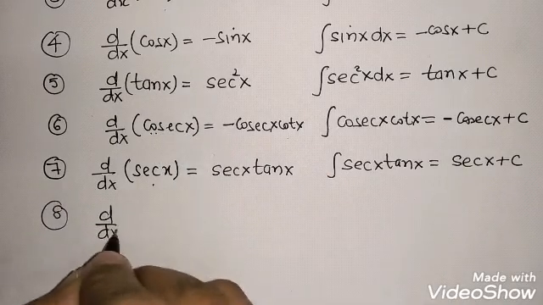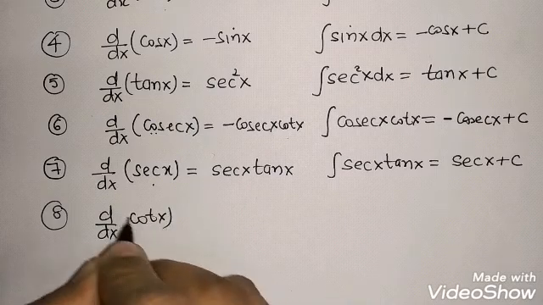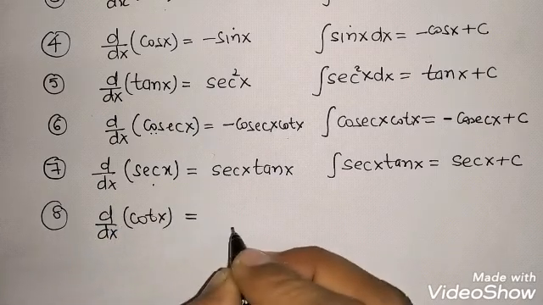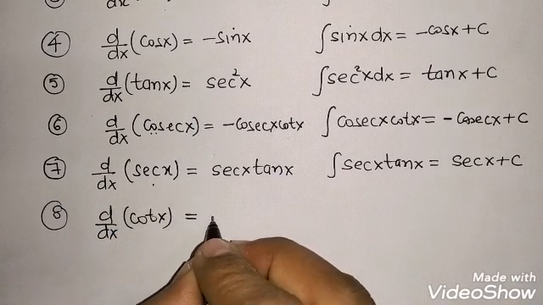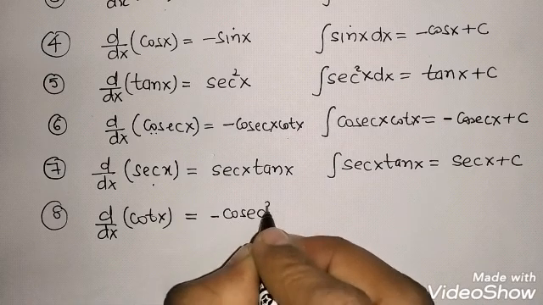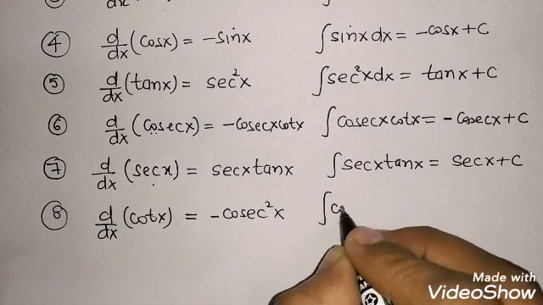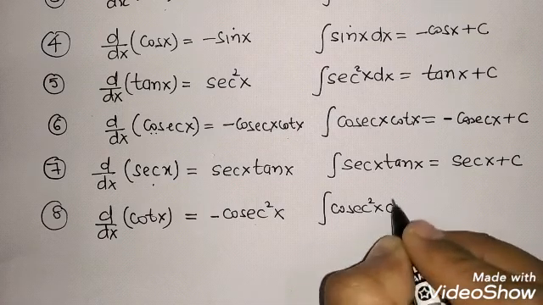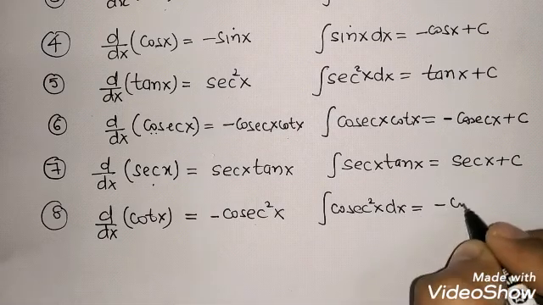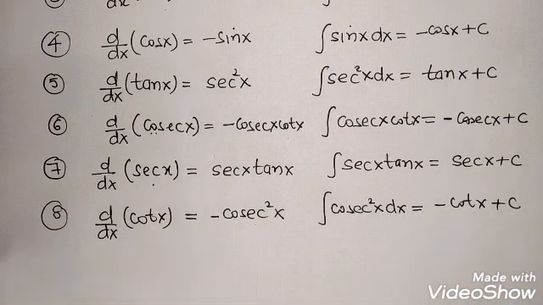So what is the derivative of cot x? As we know, the derivative of cot x is equal to minus cosecant square x. Simply you can say integration of cosecant square x dx is equal to minus cot x plus c.